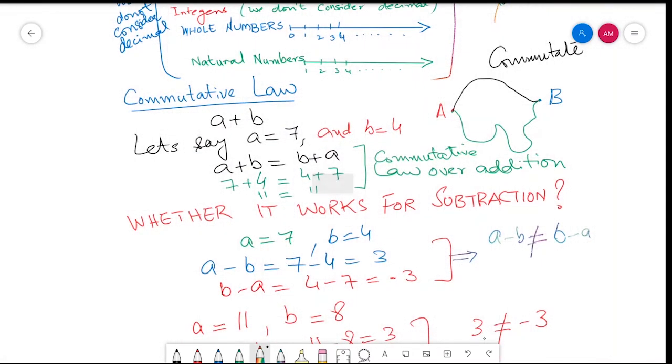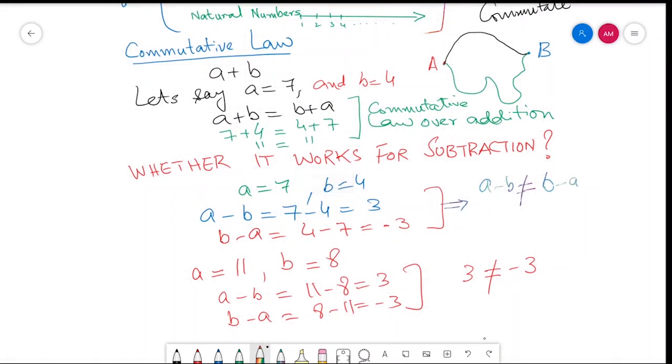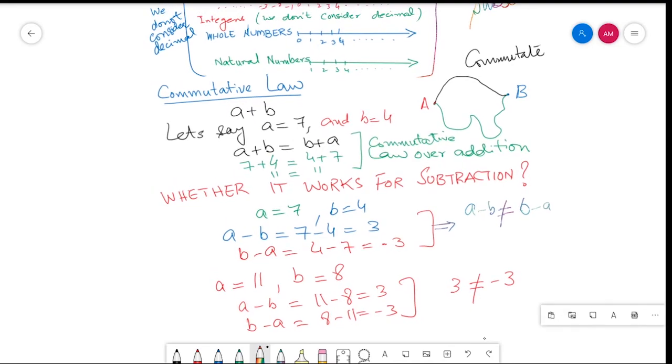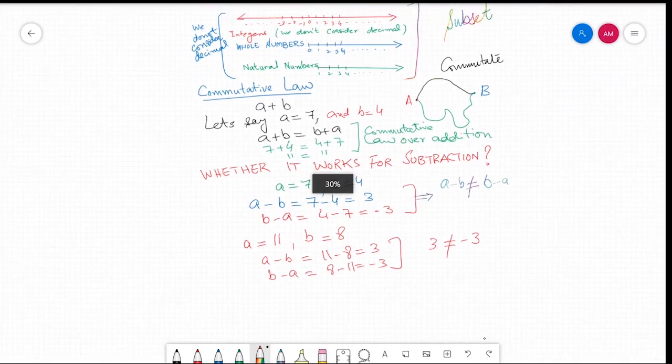Then we learned the commutative law, which comes from the word commute, going from one place to another. There can be alternate routes to the same place. The commutative law over addition holds, but if you have just one route to the destination and can't take the other, that is the case of subtraction, where the commutative law does not work.